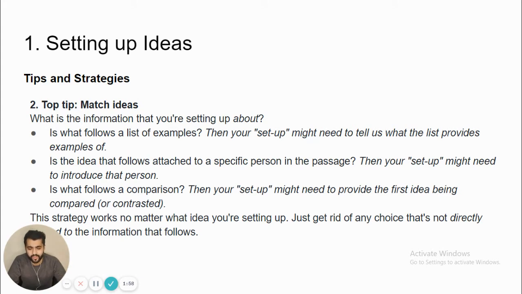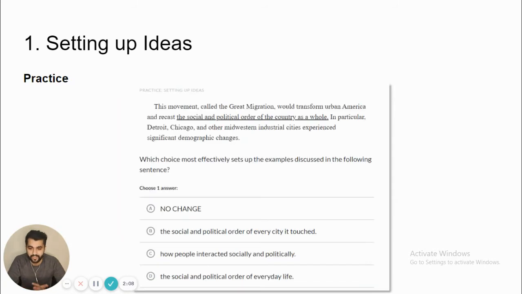This strategy works no matter what idea you're setting up. Just get rid of the choices that are not directly linked to the information that follows, right? So let's look at a practice example.